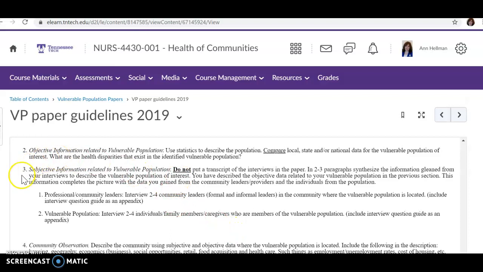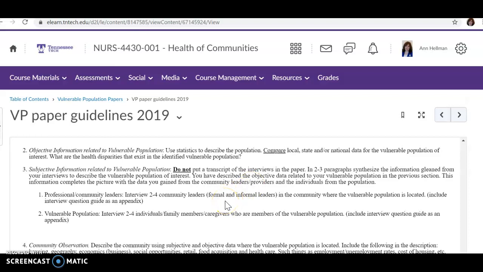Please note, as you're writing up this section of the paper, do not put a transcript. You're going to summarize what you learned from them. Now, if they say something really astounding, some statement that you feel is very noteworthy, sure, you can put that in there. Do not write, I asked this or we asked this and this was the response, okay? It's going to be a summary of the information that you glean from those interviews.